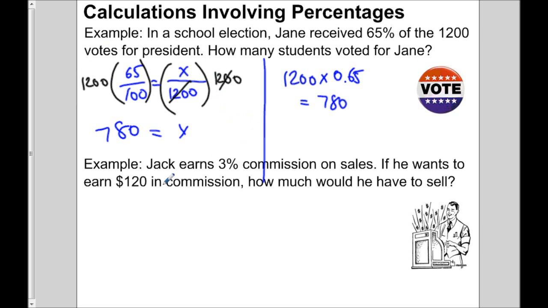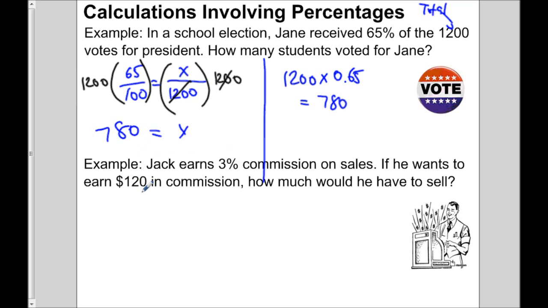Okay, let's do a separate question here. Jack earns 3% commission on sales. If he wants to earn $120 in commission, how much would he have to sell? So this question is quite a bit different because compared to the first question, this is the total, right? 1,200 was the total amount. But here we don't have a total. That's what we're trying to find out. We only have a part of the total, $120, which represents 3%.